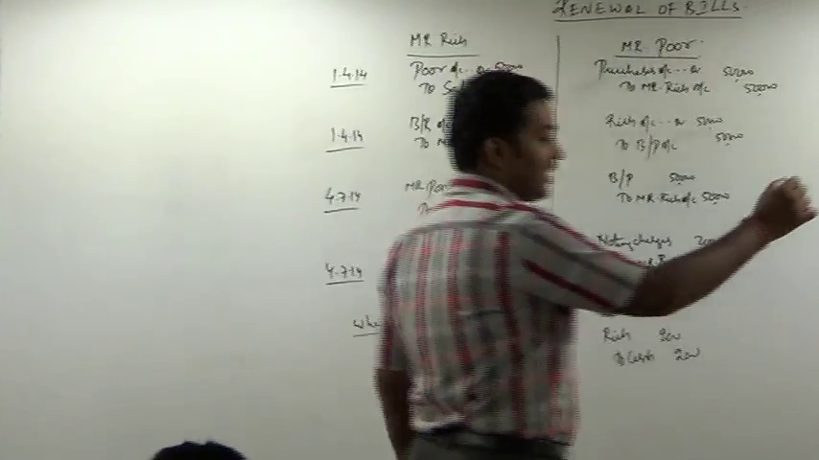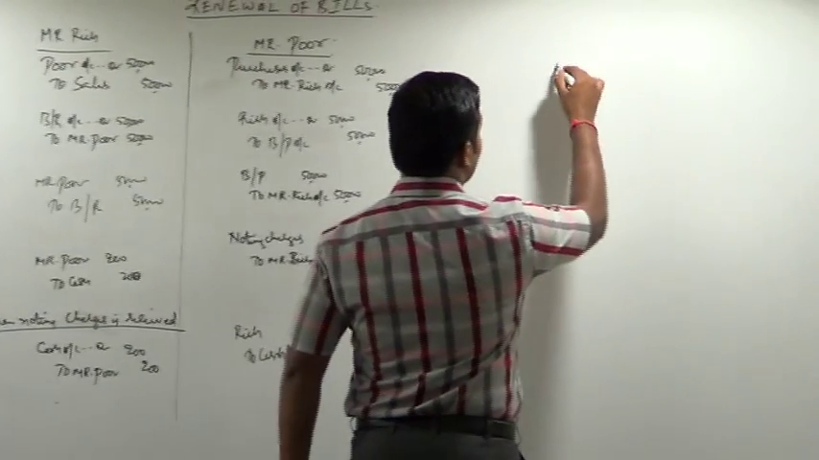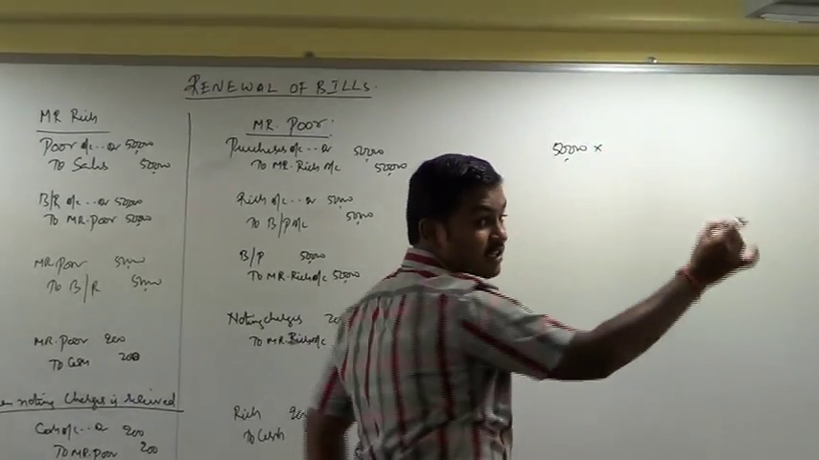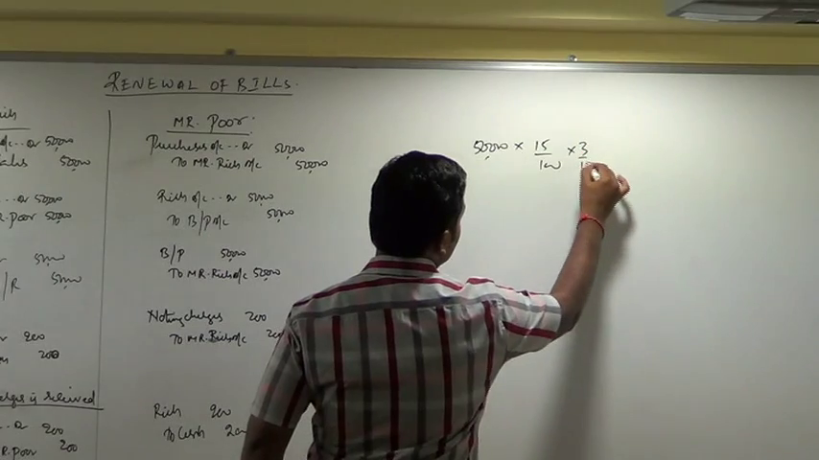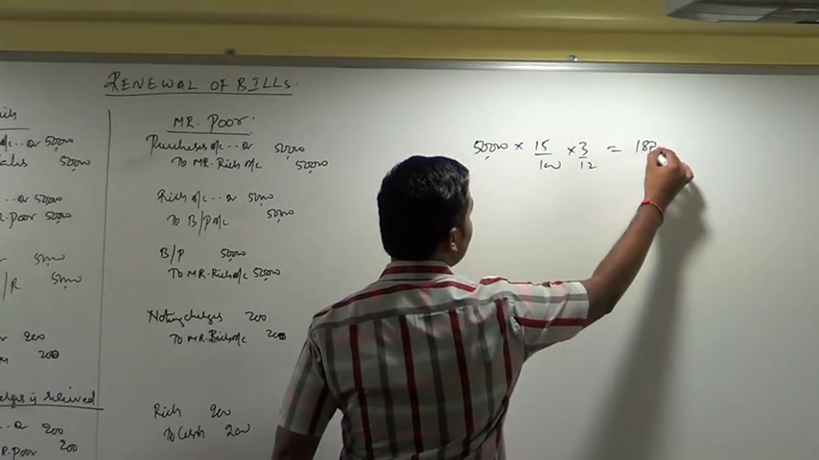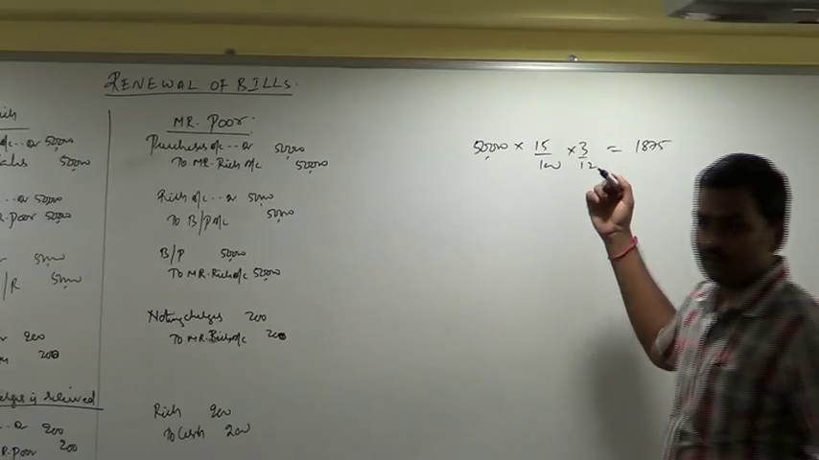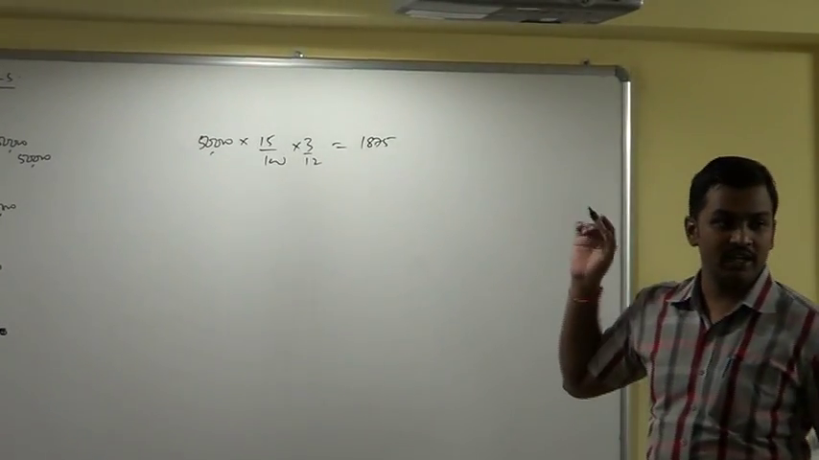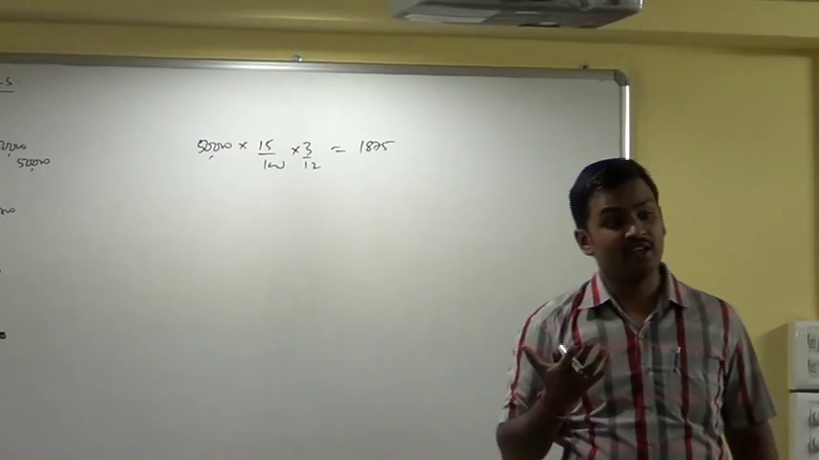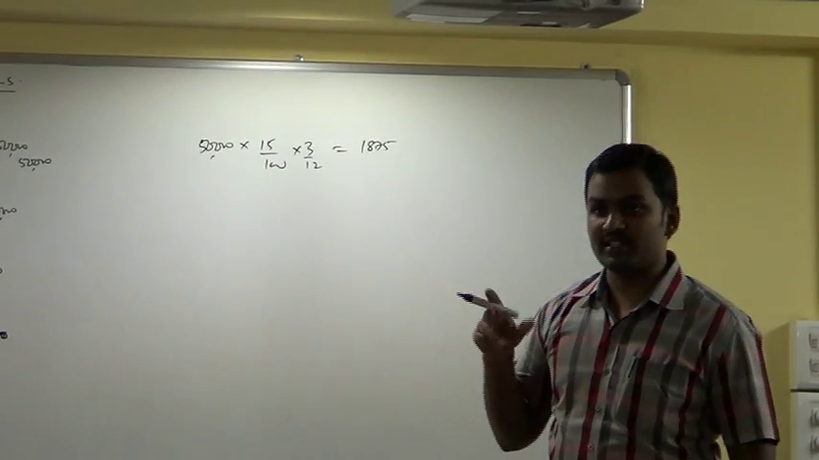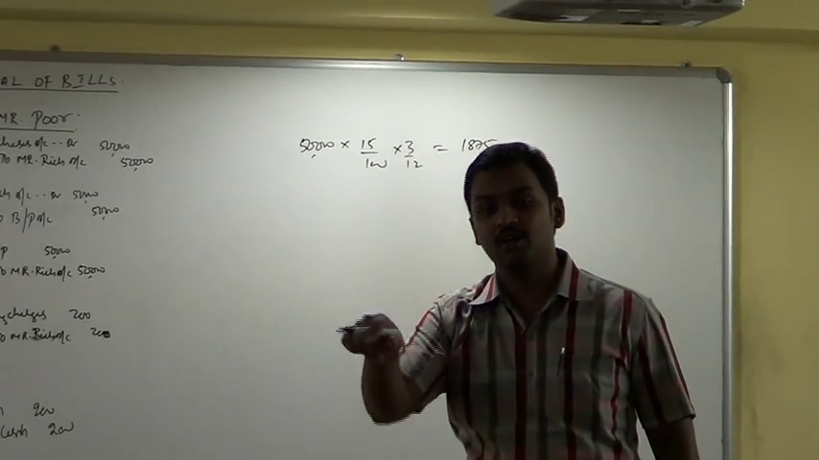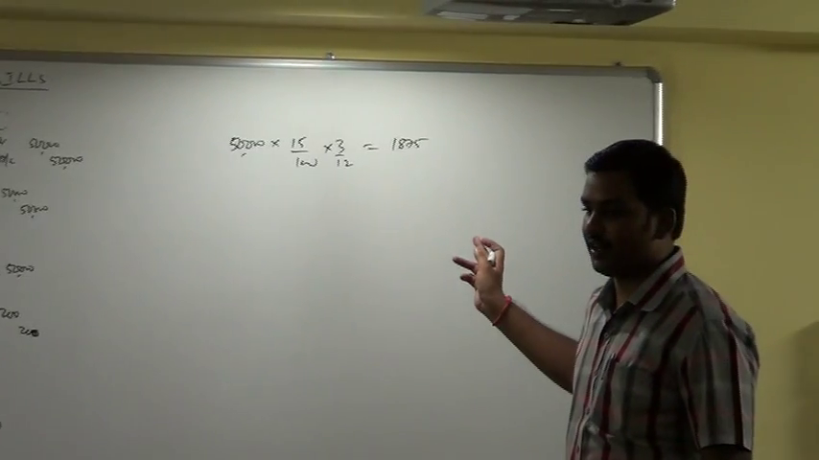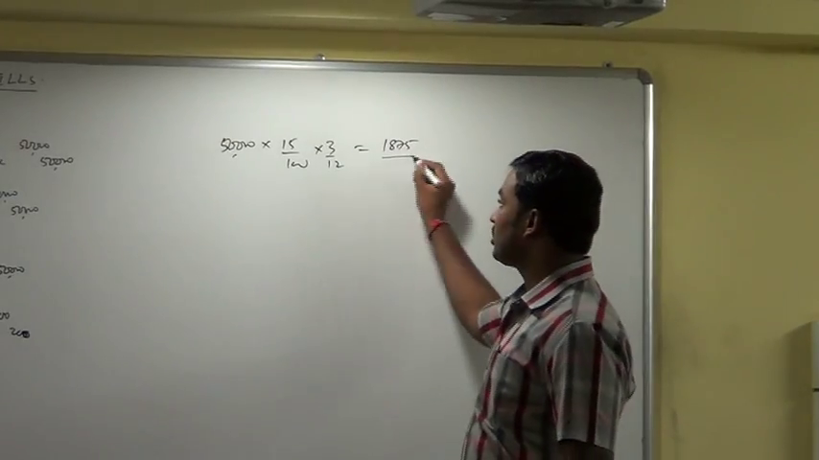Calculate interest on the calculator. 50,000. What is the rate of interest? 15. 15% for how many months? 3 months. 1875. Not 1885, it is only 1875. Yesterday it was different. Why? In the last class it was different. Why? Because interest was calculated not on the bill amount alone, it was calculated on the bill amount and loan charges. Here the loan amount is different when compared to the last problem. So this is the amount of interest.